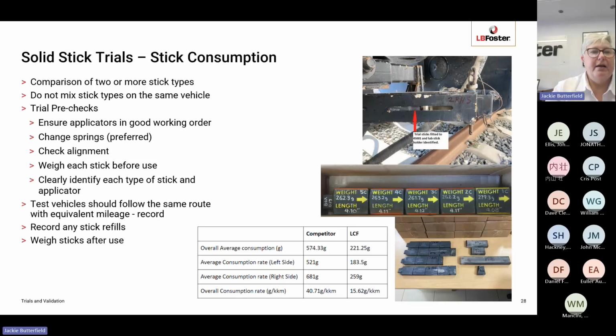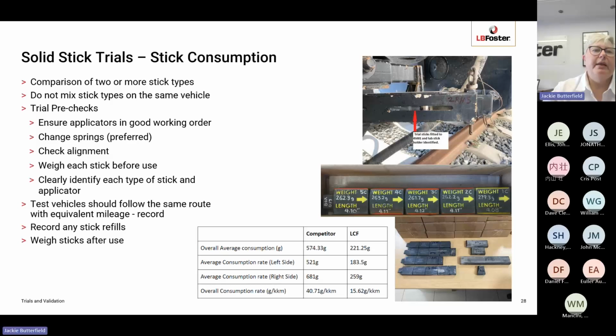Another is a solid stick trial, so looking at stick consumption. So this is looking more at the economics and the effectiveness of the sticks in terms of working out what your cost benefit analysis is going to be. How many sticks a year are you going to be using? Or you may want to compare one type of stick against another from a different manufacturer or from the same manufacturer. So a number of aspects that you need to consider for stick consumption trials.